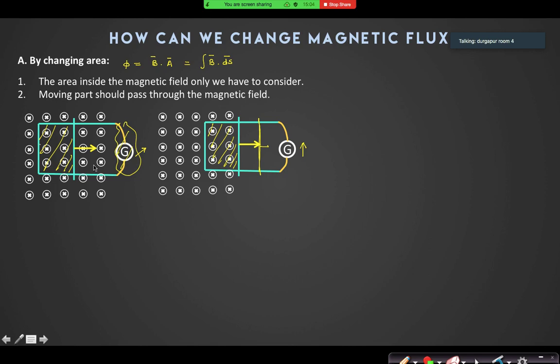Galvanometer should be connected here. That current will never come here, right? Because it will pass only through there. If this changes, if this area you will consider, then you can also find the deflection in galvanometer, right? It's not that this galvanometer will not show any reading.